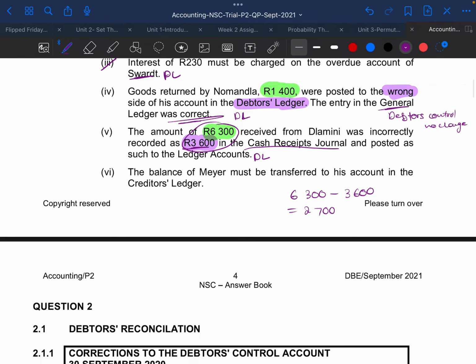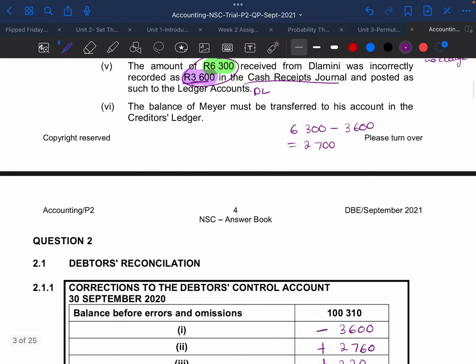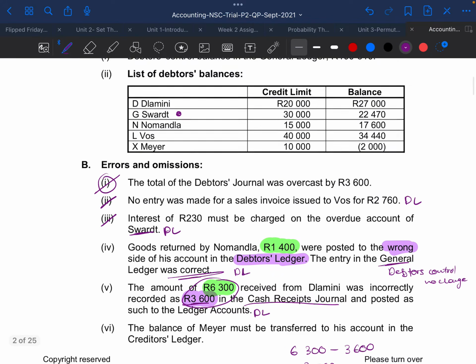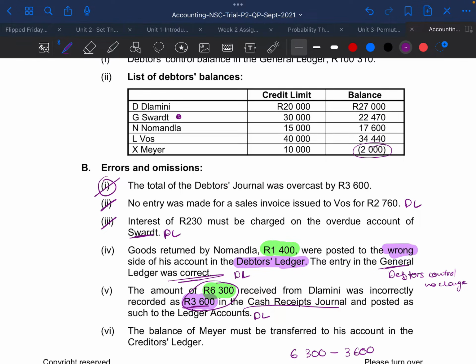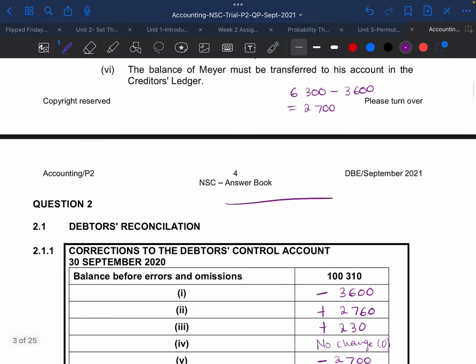Okay, and then the balance of Mayor must be transferred to his account in the creditors ledger. Okay, so how do we do this one? If they say his balance here is a negative balance of 2,000, that simply means if a debtor has a negative balance, now the business owes the debtor, because that simply means they have paid more. Okay, so how do we take a negative balance into account?